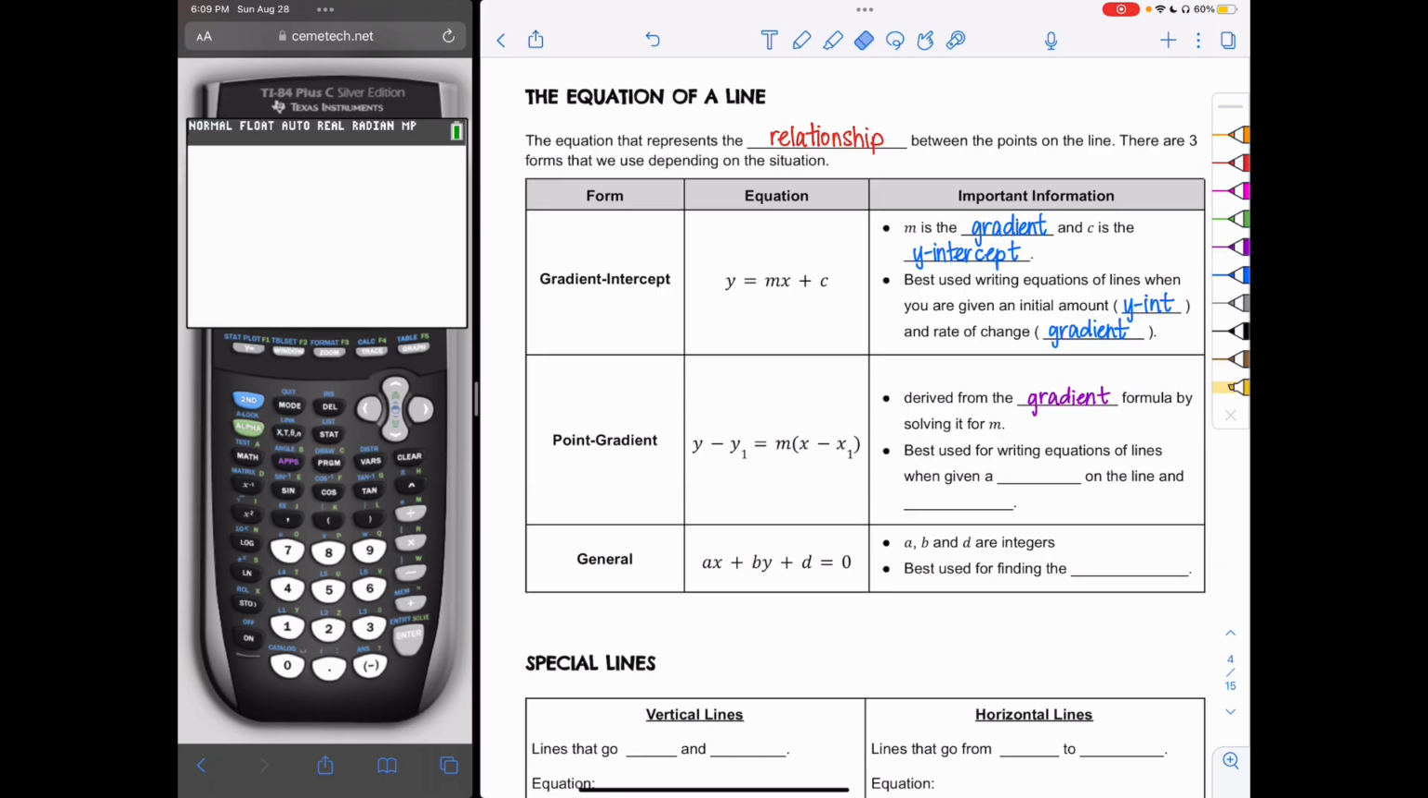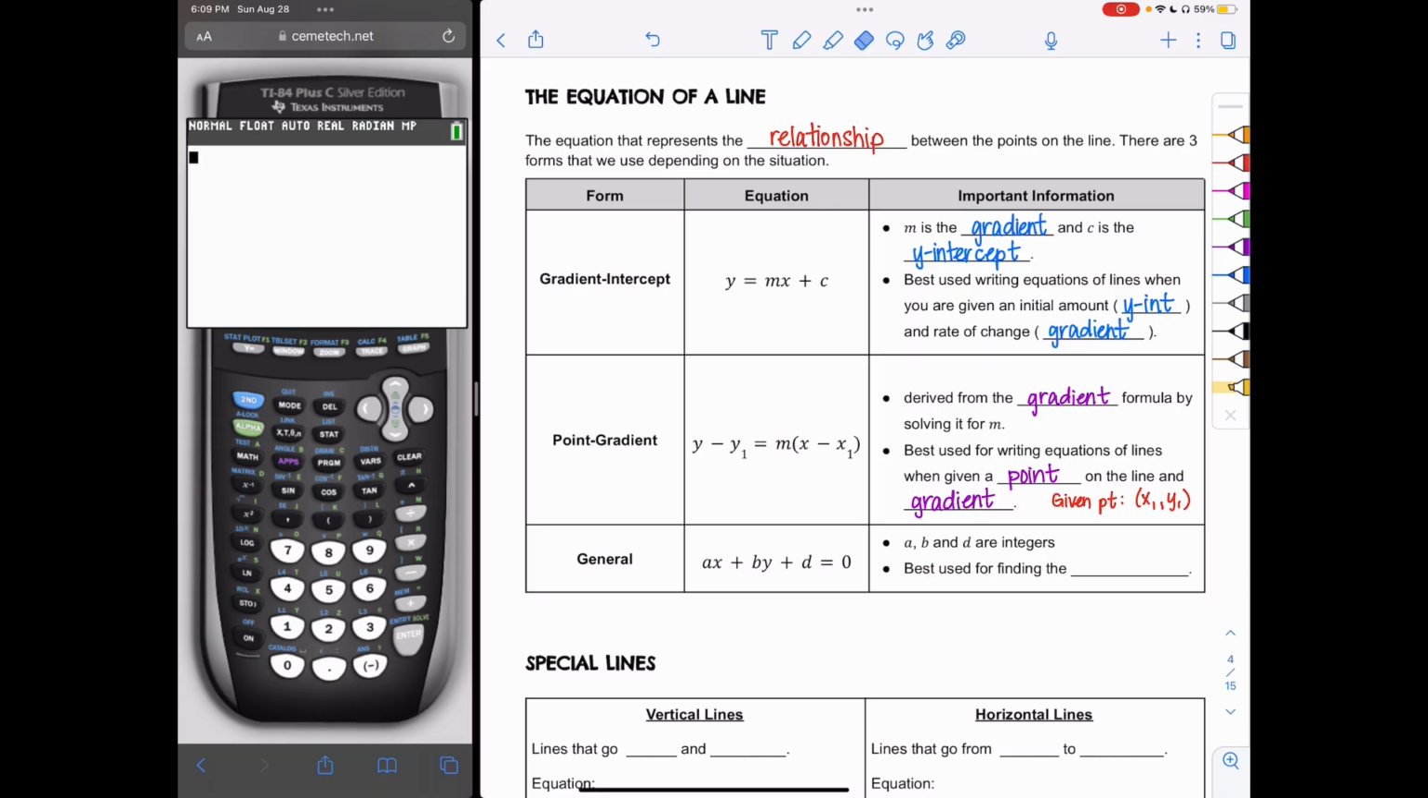Because we derived the point gradient form from the gradient formula by solving it for m, we also should understand that the point gradient form is best used for writing equations of lines if you are given a point on the line, which is always going to be denoted as x1, y1. That is what your given point will be substituted in for. And you are also given the gradient. That is why it's called point gradient form. If you know the gradient and you know the point, put it in point gradient form. Just like gradient intercept. If you know the gradient and you know the y-intercept, put it in gradient intercept form.